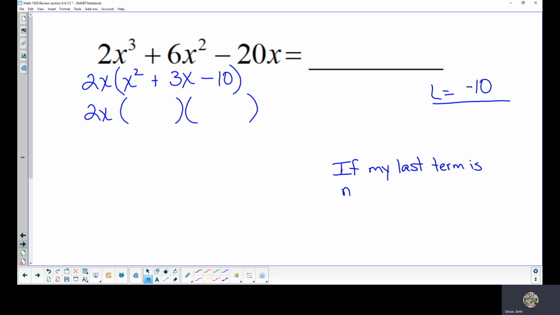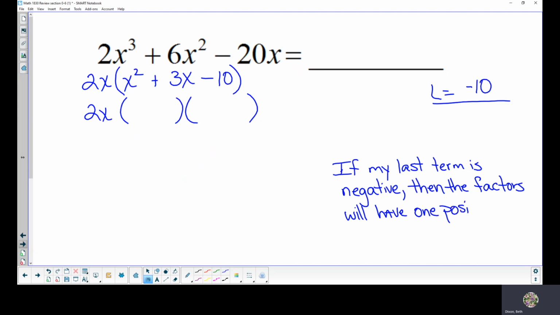is negative, then the factors will have 1 positive and 1 negative factor.